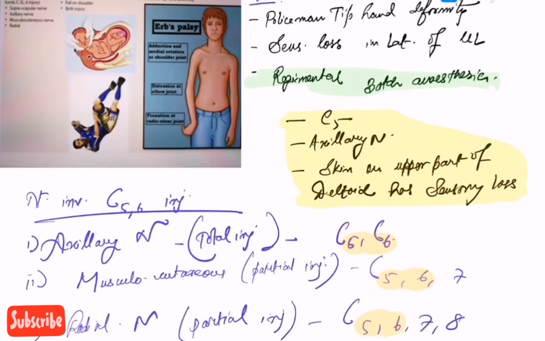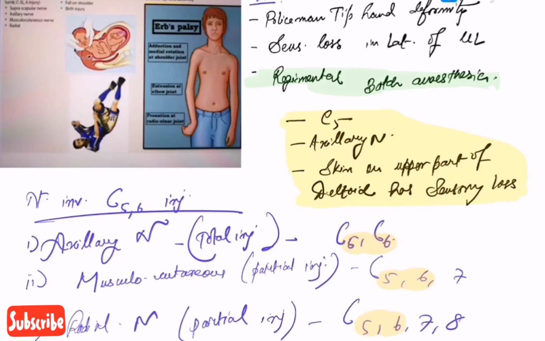Now coming to the clinical features. It's the policeman tip hand deformity. Now, the Erb's palsy clinical features. Here in the box, the nerves involved, the causes of injury and the clinical features are clearly mentioned. The clinical feature is policeman tip hand deformity, like the policeman takes the tip in the hand and the palsy mimics that posture.